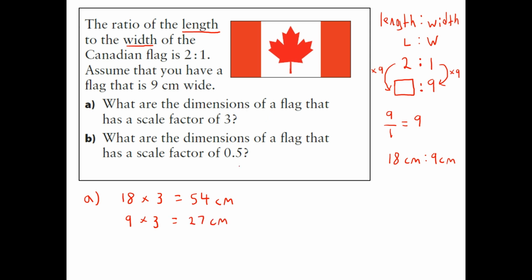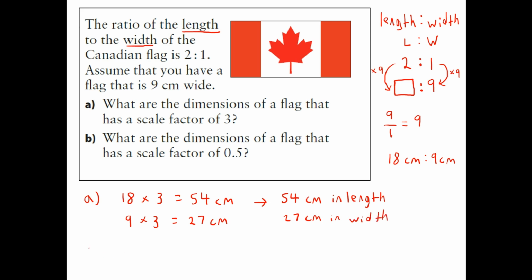So what are my new dimensions for the flag after a scale factor of 3? It is going to be 54 centimeters in length, and it's going to be 27 centimeters in width.